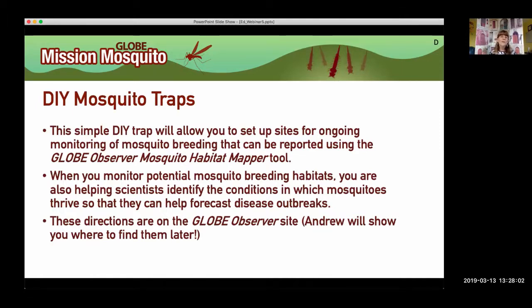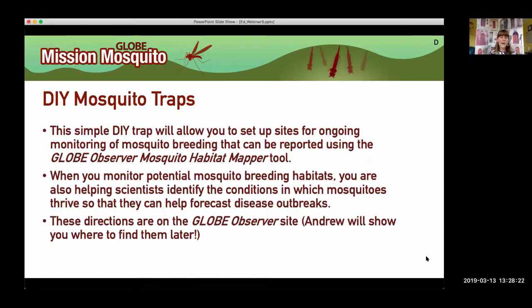When you monitor these potential mosquito breeding habitats, you're helping scientists to identify the conditions under which mosquitoes thrive, which helps us to forecast disease outbreaks and also helps us to, when possible, reduce or eliminate those conditions so we don't have so many mosquitoes biting us.